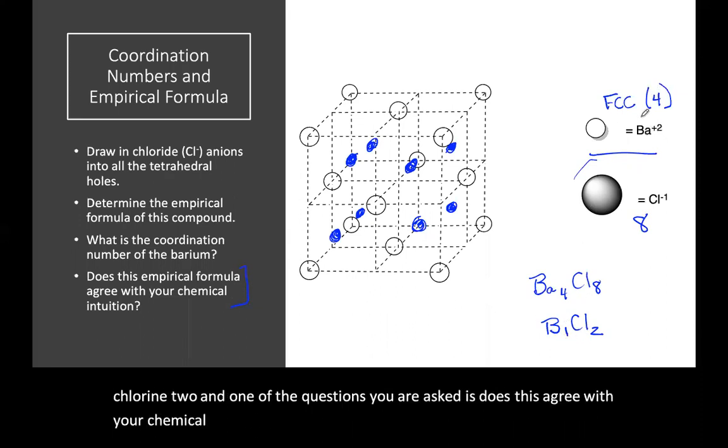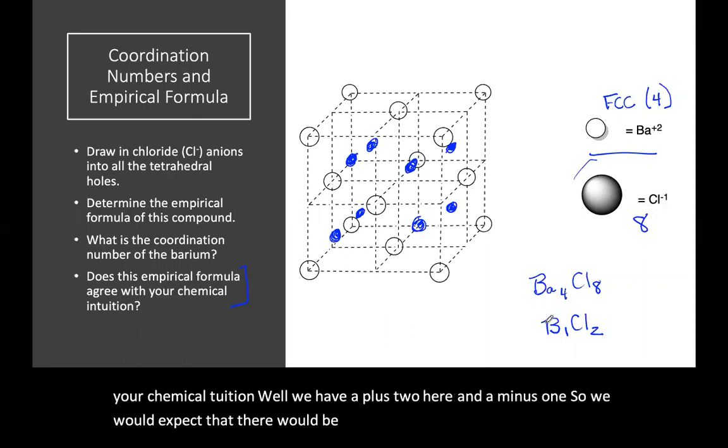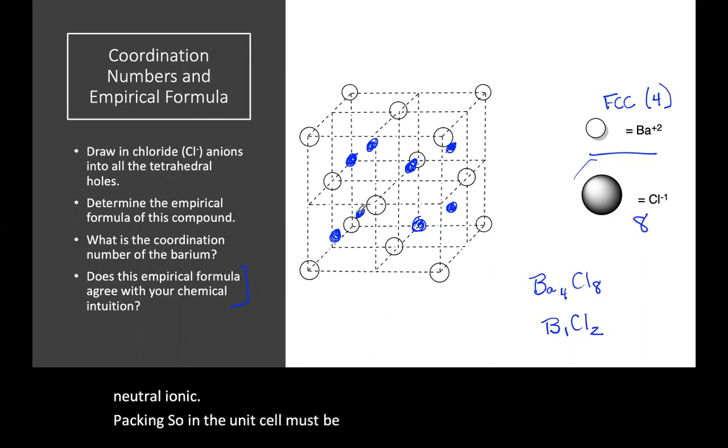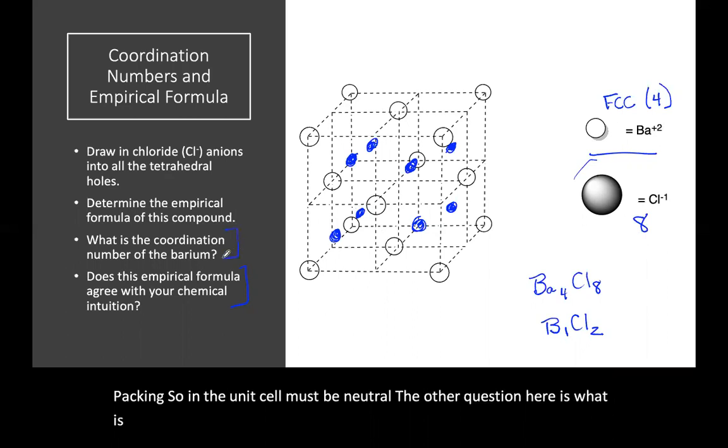Well, we have a +2 here and a -1, so we would expect that there would be 2 chlorines for every barium to get a neutral ionic packing cell, and the unit cell must be neutral. The other question here is, what is the coordination number for the barium?